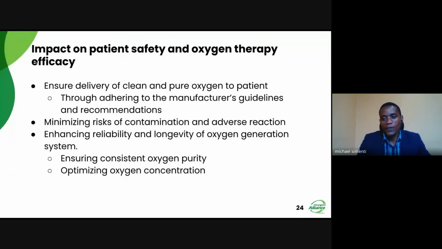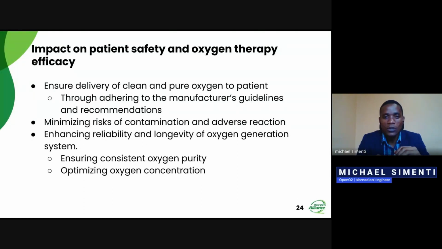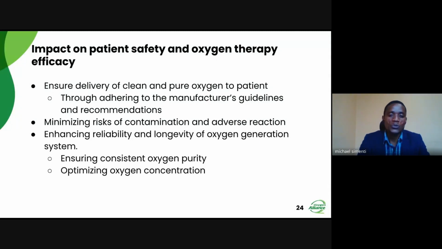So if we are following the proper way of installing, using, and maintaining these filters, then it means we are able to consistently produce oxygen at the highest purity, which is most important as far as the therapy to the patient is concerned. And we are also optimizing the oxygen concentration throughout.